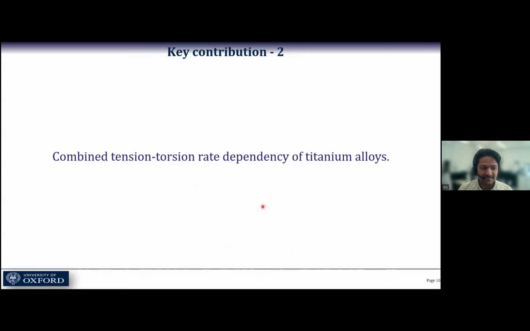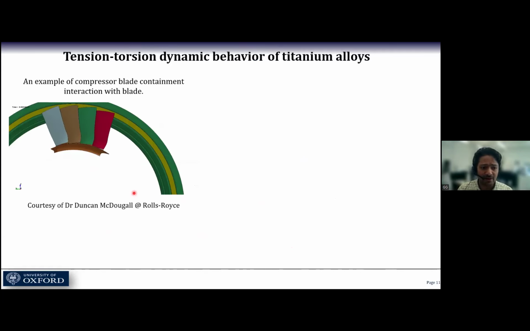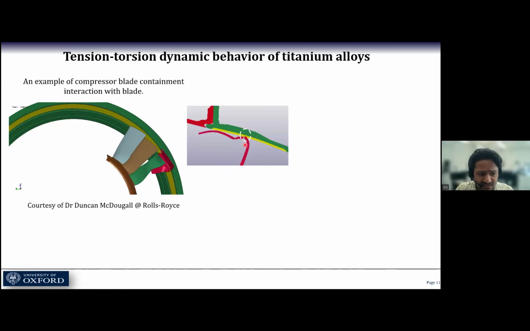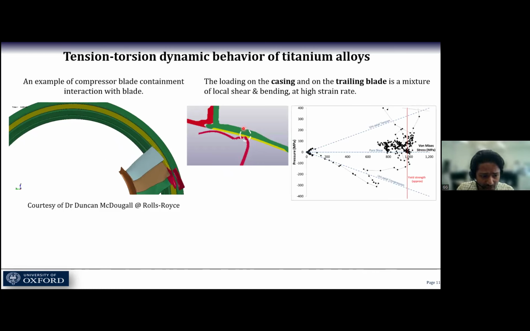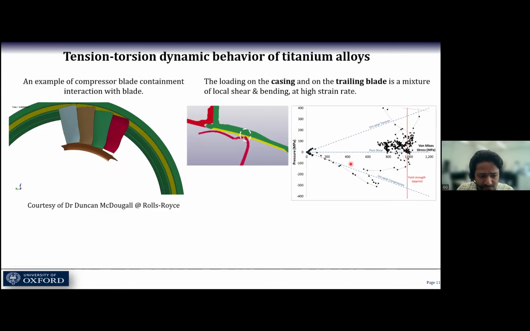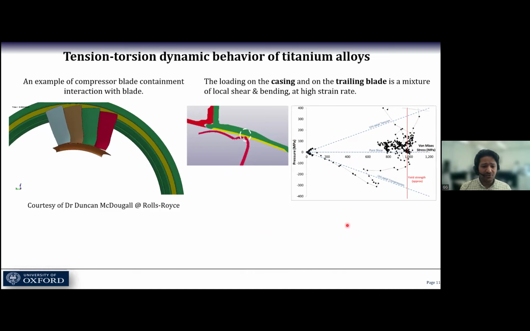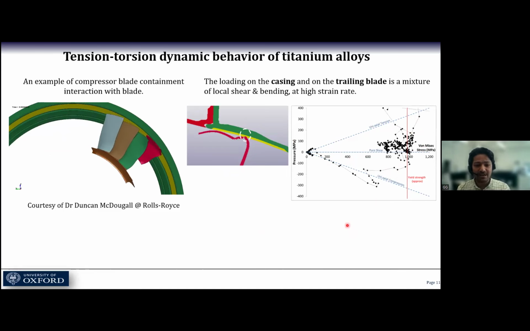In the second part of my thesis, I studied the combined tension-torsion effect on titanium alloys. If we look at the numerical simulations where the compressor blade is interacting with the containment, we take this part and plot the stress history. Then we see that stresses around these regions are far from being uniaxial tension or uniaxial compression. They are much more a combination of both, which gives us a clear indication that in a real impact scenario, the stresses are a combination of normal and shear, leading to failure. Therefore, it motivates us to develop an apparatus for a better understanding of material at failure, so that we can optimize new component designs while reducing their weight and maintaining their mechanical integrity.